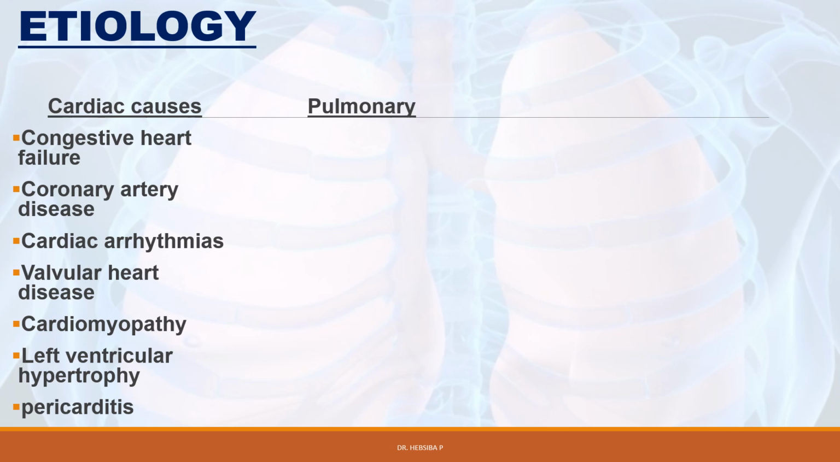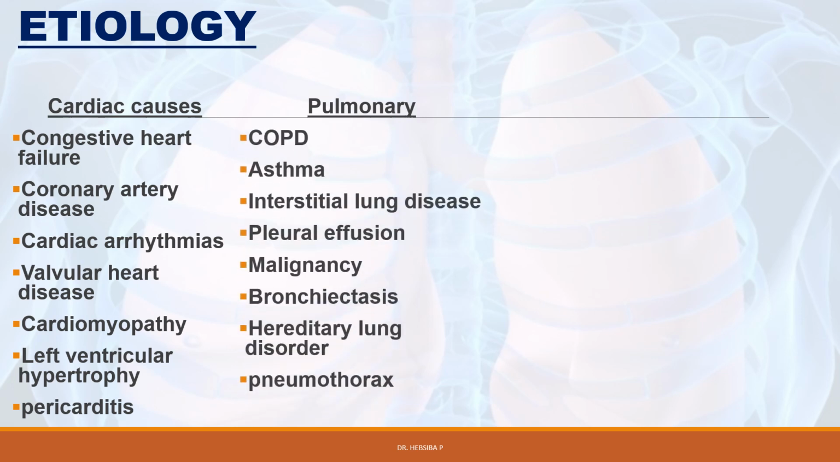Next are the pulmonary causes. The pulmonary causes are COPD, asthma, interstitial lung disease, pleural effusion, malignancy, bronchiectasis, hereditary lung disorders, and pneumothorax. These situations also, for example, COPD. COPD is chronic obstructive pulmonary disease, whereas asthma is an obstructive pulmonary disease. Similarly, in interstitial lung disease, pleural effusion, and malignancy, there is pulmonary congestion. When there is pulmonary congestion, there is air trapping, otherwise decreased air entry and decreased gas exchange in the pulmonary system. So ultimately that ends up with dyspnea.